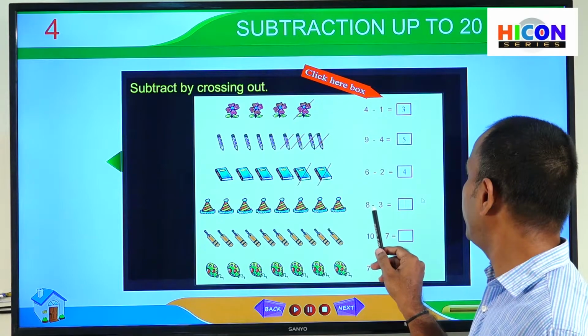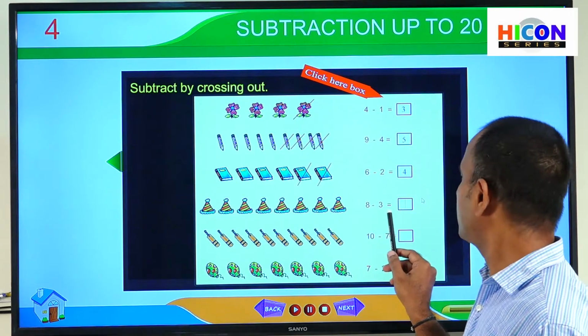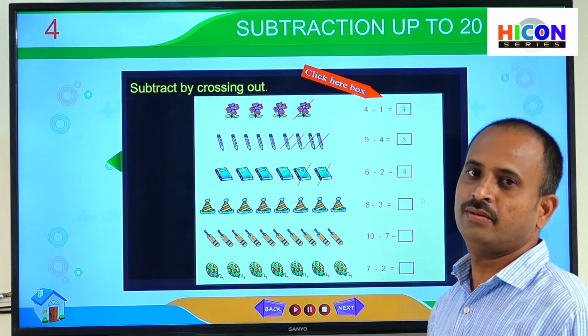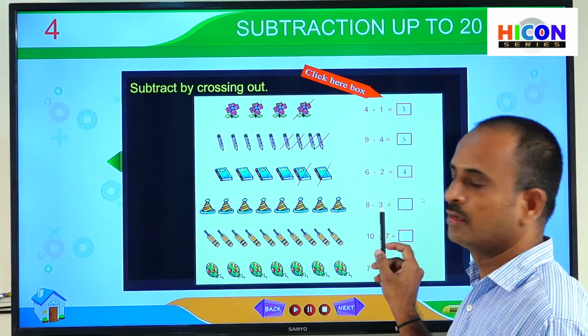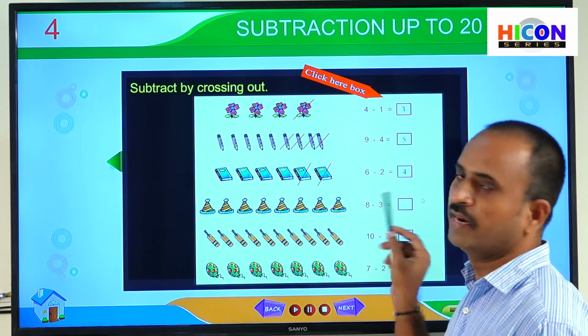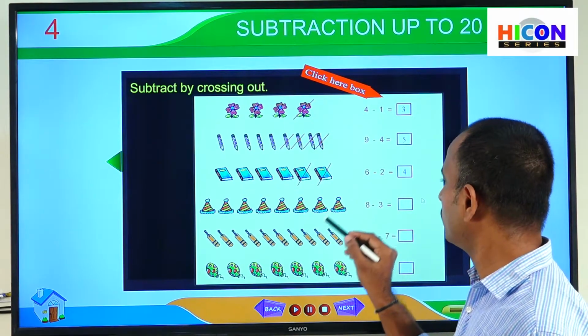And 8 minus 3. So what is the second number here? 3. The second number means the number of objects we have to take away. So what is the second number? 3. That means we have to take away 3 caps from these 8 caps. So strike off 3 caps. That means cross out 3 caps.